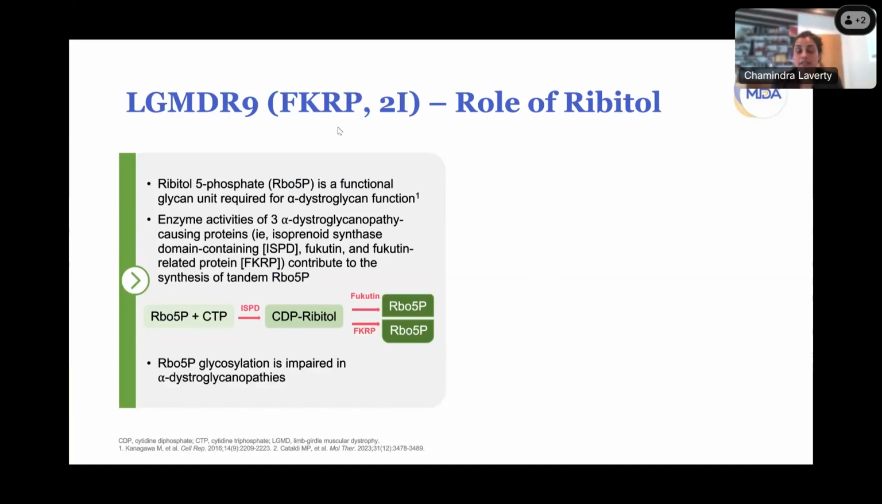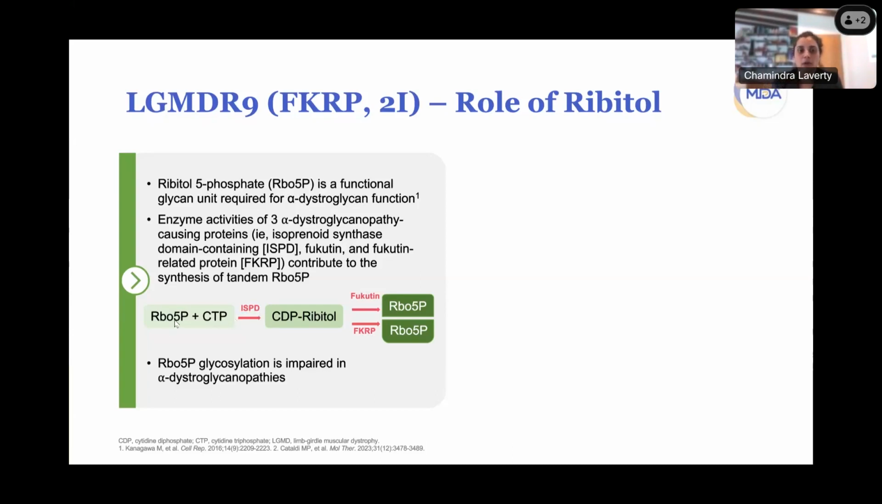So this is a treatment for FKRP, 2I, what was historically called 2I-R9. And for this muscular dystrophy, they're giving something called ribitol. Ribitol is an alcohol. It's actually when you reduce ribose sugar, you get ribitol. Ribitol 5-phosphate is a functioning glycan, meaning it's like a polysaccharide that is used to glycosylate alpha-dystroglycan. And alpha-dystroglycan is on the muscle membrane.